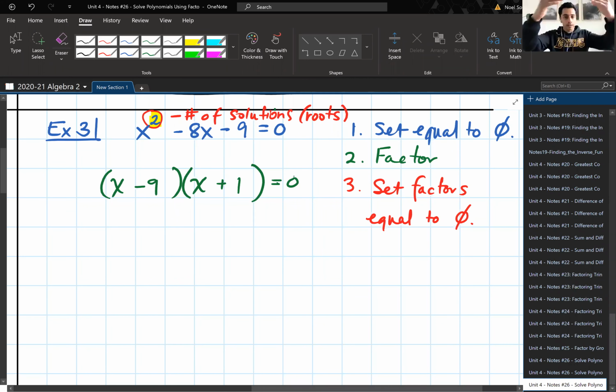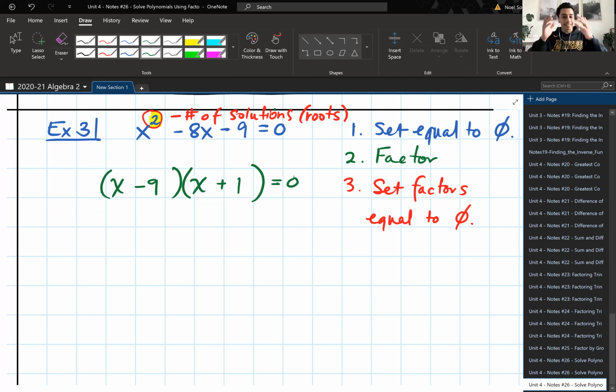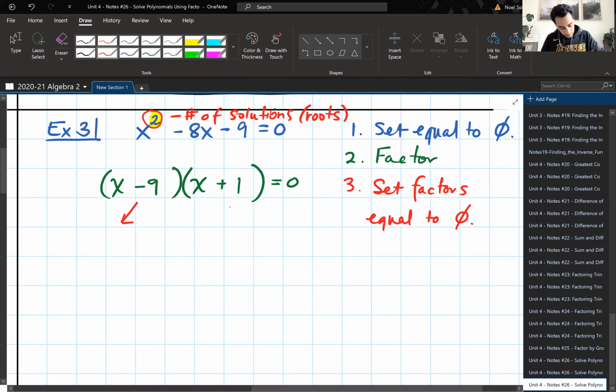So we factor the quadratic, and it's still set equal to 0. When it's set equal to 0, now we can see, hey, this is where the zero product property can be applied, because I have a factor times another factor, it equals 0. So now I can split. All right, so we split, and we have x minus 9 equal to 0, x plus 1 equal to 0.